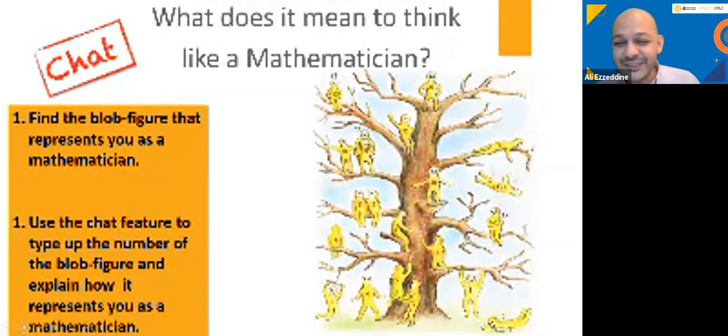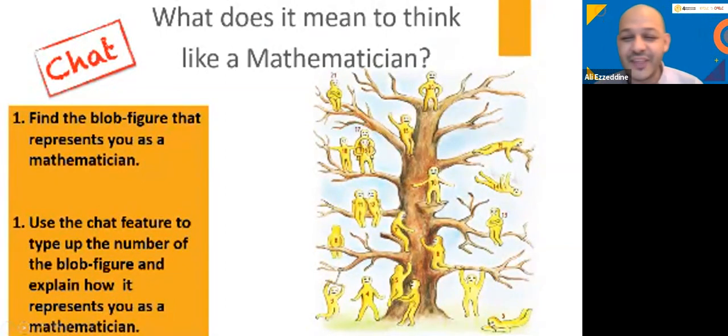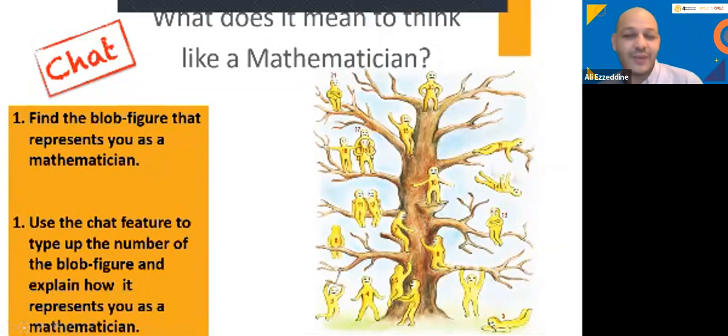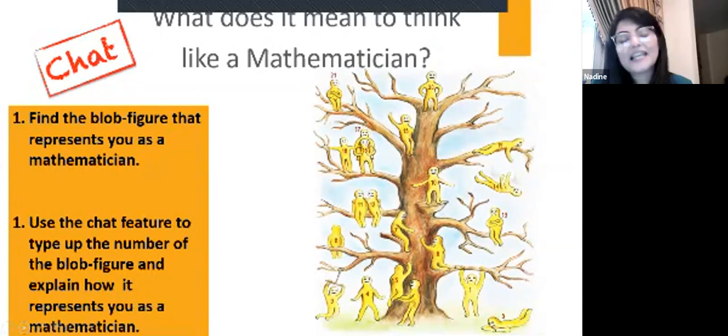So Nadine, this is a quick round about all the people who are attending and watching with us, where they are on this block tree. So I think we're ready to continue, right? Yes, thank you, Ali, for sharing your responses.